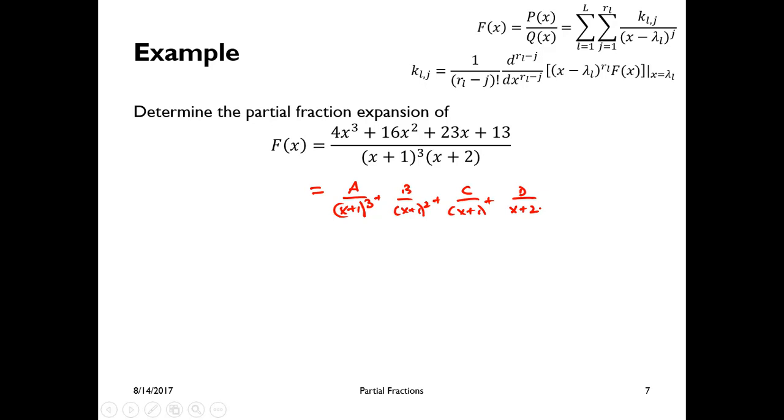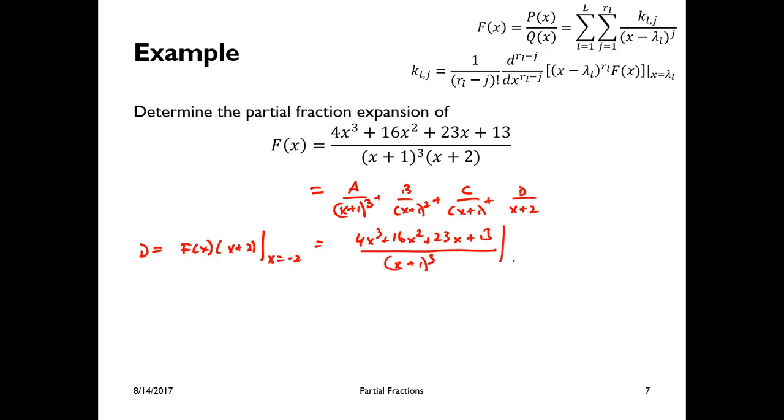Now to determine the coefficient D, we can actually use the Heaviside cover-up technique. So D is going to be f of x times x plus 2, and we evaluate this for x equal to minus 2. So this is 4x cubed plus 16x squared plus 23x plus 13, all divided by x plus 1 cubed, and this is evaluated for x equal to minus 2. If we plug in the numbers, this will give us D is equal to 1.